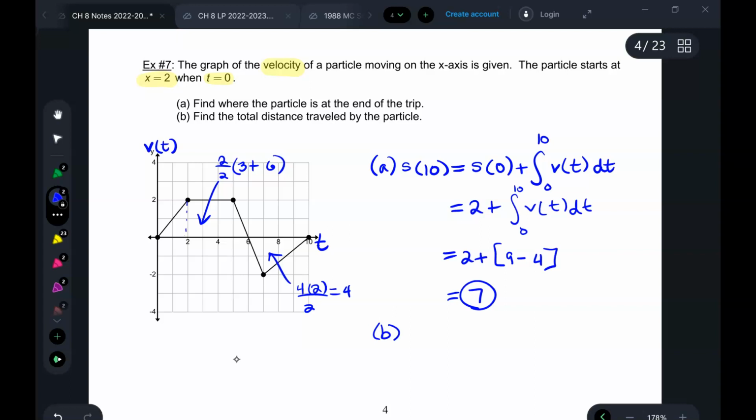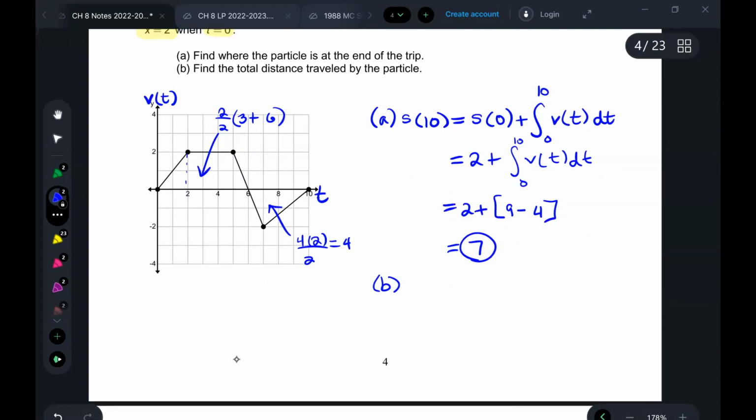And total distance traveled. Well, we did all the work for it. With total distance traveled, we don't care about where it started. It went 9 units plus 4 units. So 13 units. Oh, sorry, that was my height. I was just showing the height.